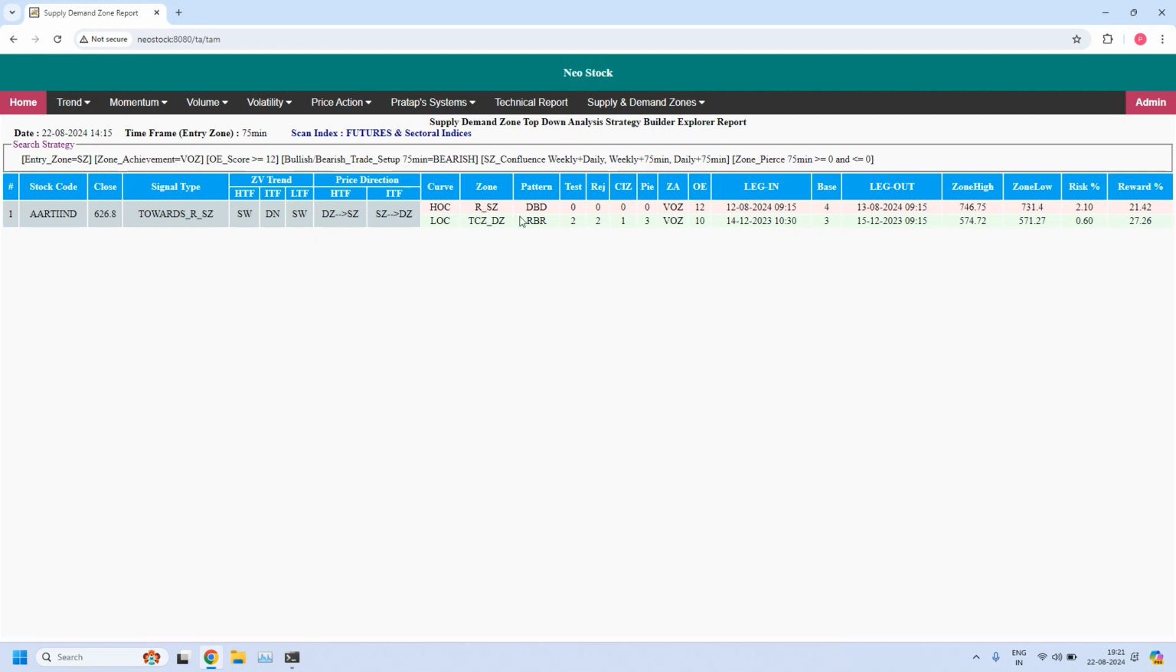And moreover, it is a fresh zone and also high liquidity zone. Currently prices are moving towards this high liquidity supply zone.